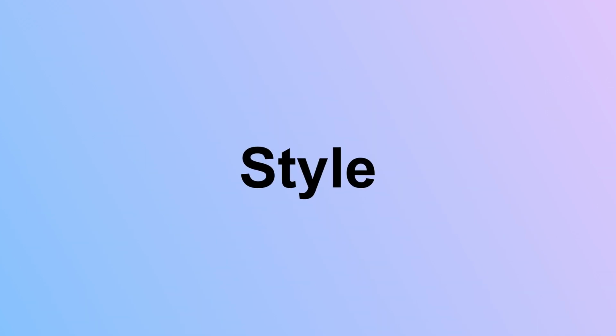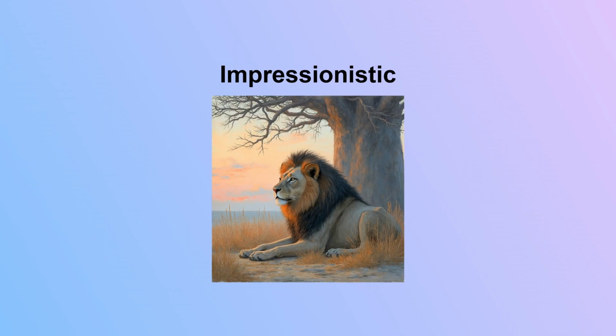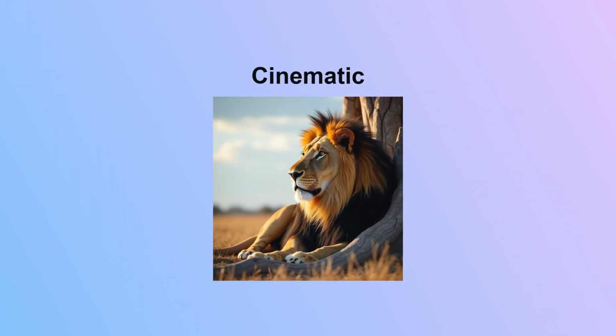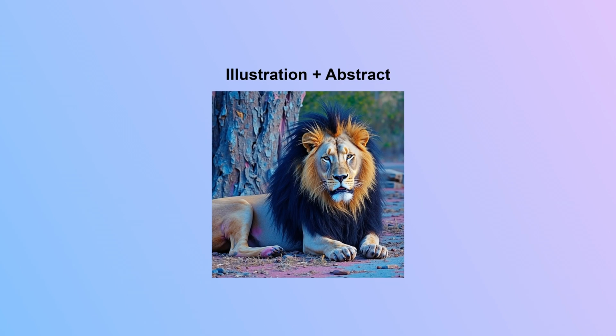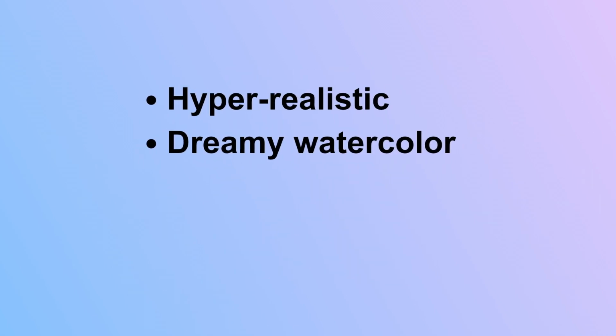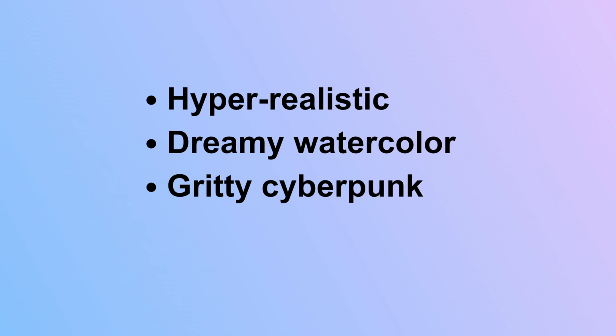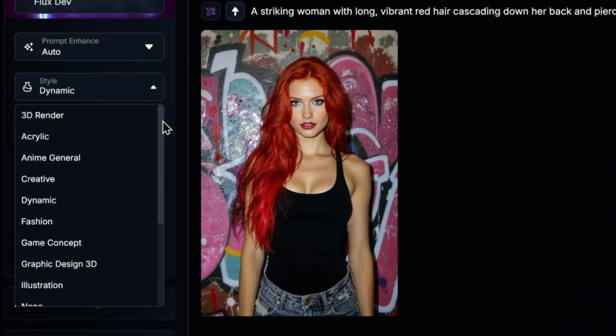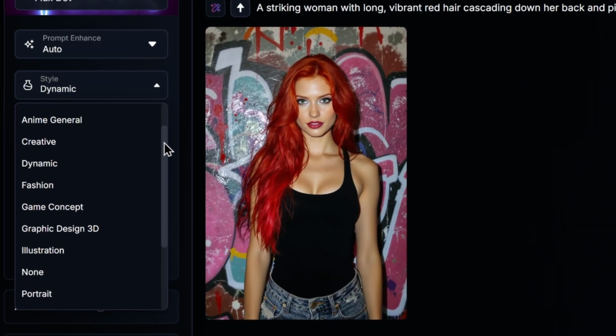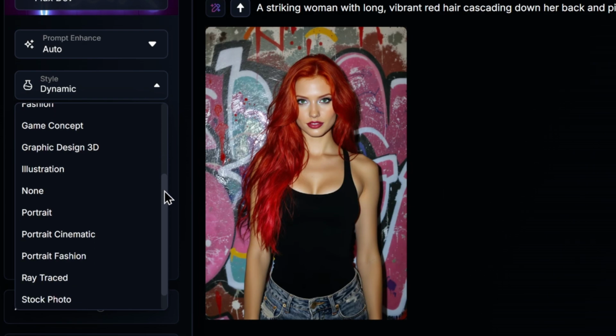Then, the style. This is the artistic touch. Is it photorealistic, impressionistic, abstract, or even cinematic? You can combine styles too. Some of the styles you can use are hyperrealistic, dreamy watercolor, gritty cyberpunk, or ethereal fantasy. Leonardo AI has presets for this that you can just select, and the style will automatically be applied to your image.